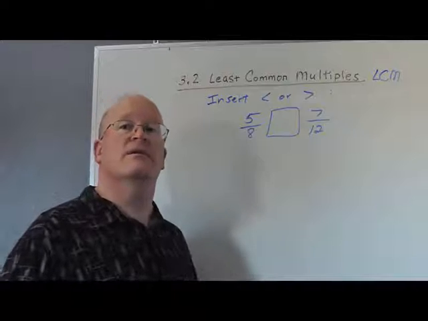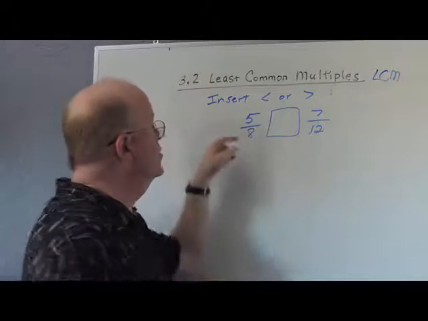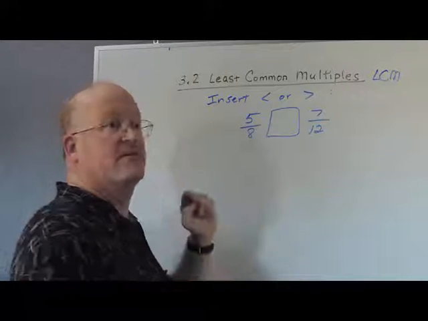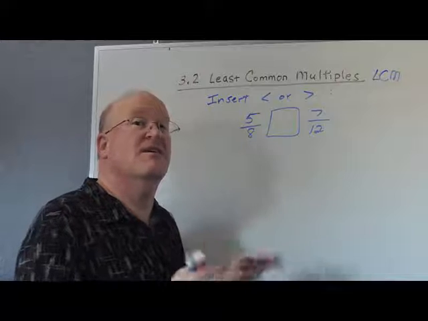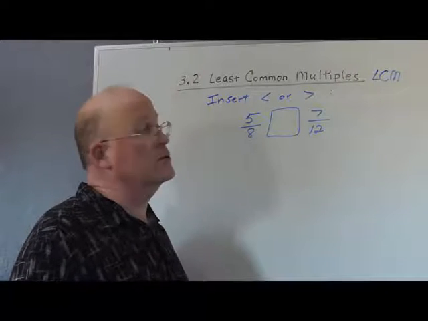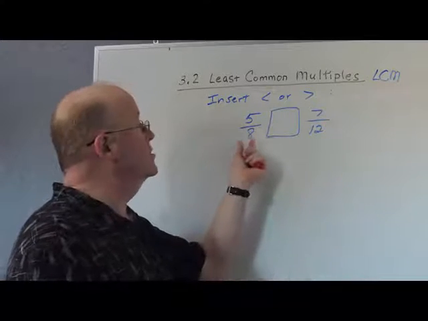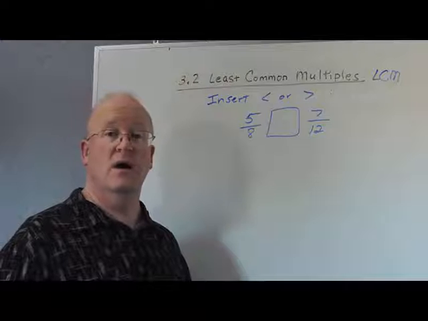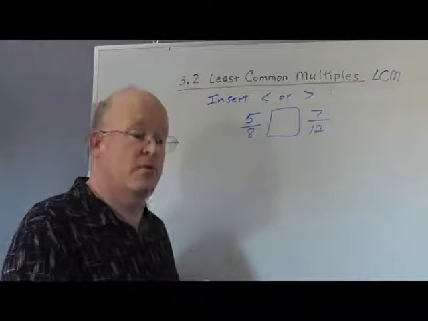Let's say we want to determine which of these two numbers is larger. We know that 5 is more than half of 8. And 7 is more than half of 12. So it's a little bit harder to tell in a quick glance which one of these two is larger. In order to make a comparison, we must have a common denominator. So we look at this 8 and we look at this 12 and we see what is their least common multiple. What do they both go into?